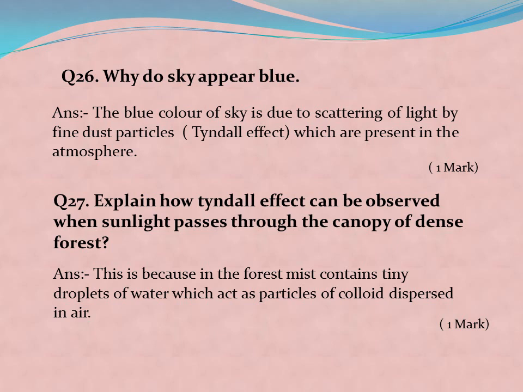Question number 27. Explain how Tyndall effect can be observed when sunlight passes through the canopy of dense forest. Answer. This is because in the forest, mist contains tiny droplets of water which act as particles of colloid dispersed in air.